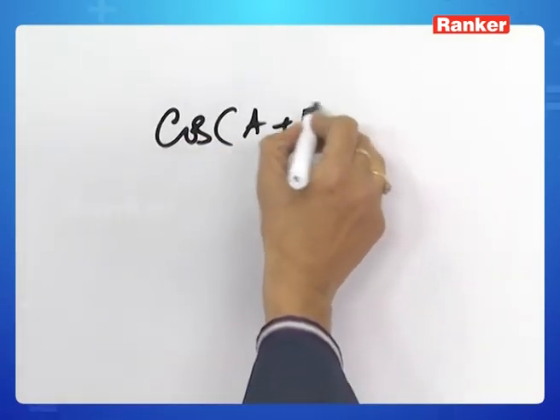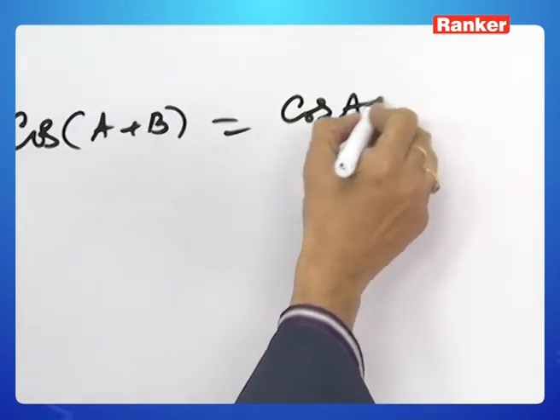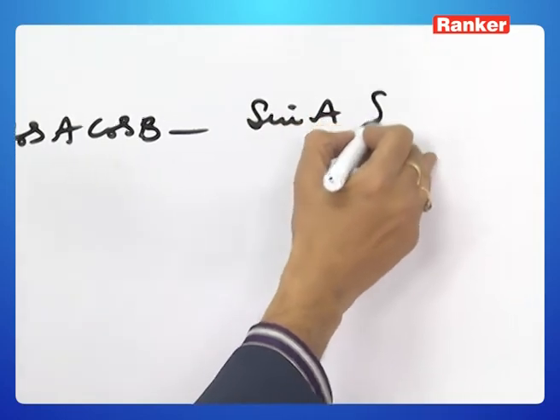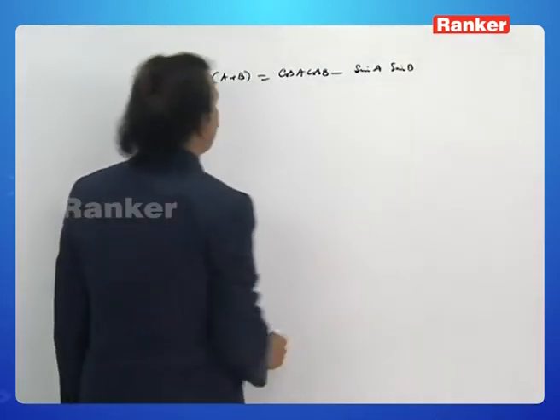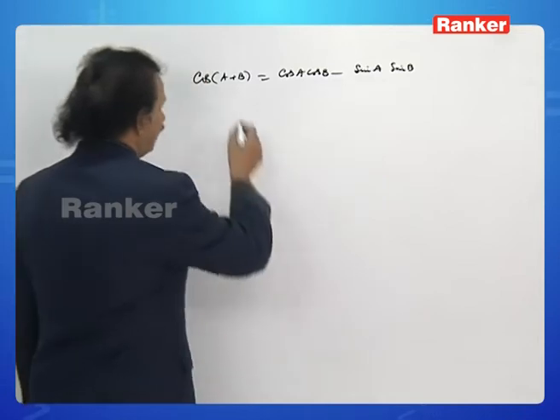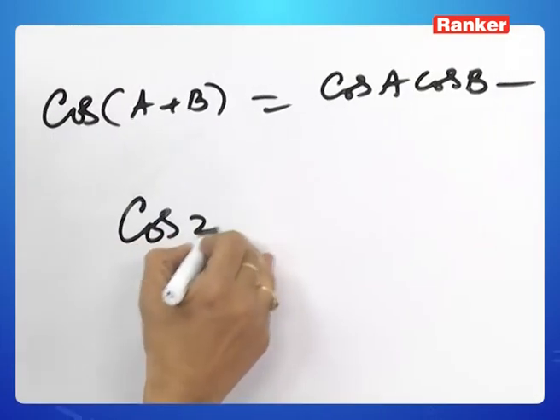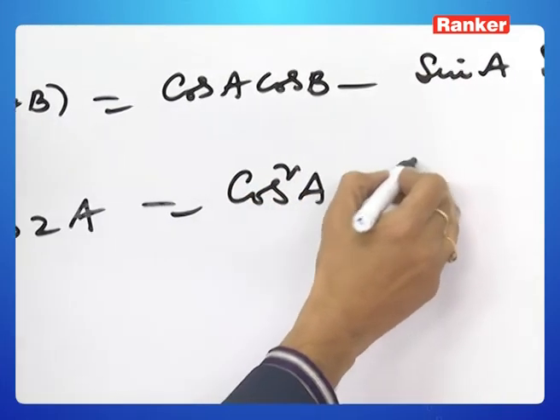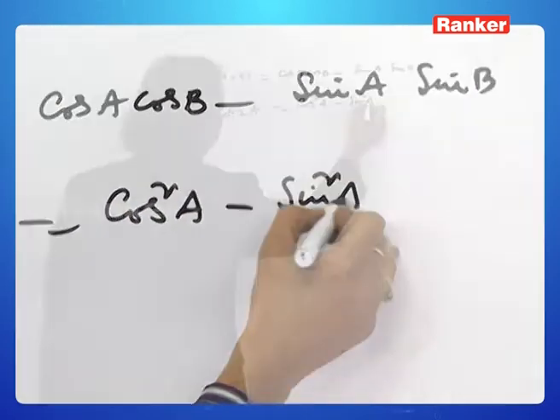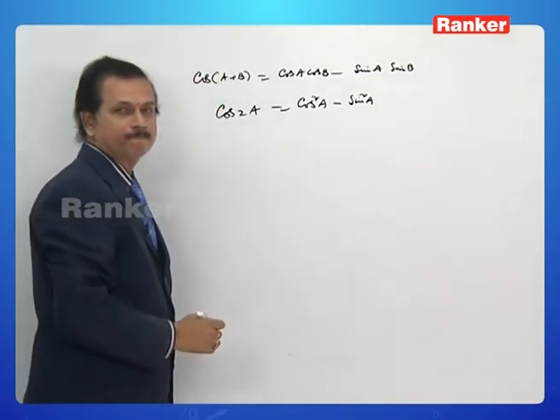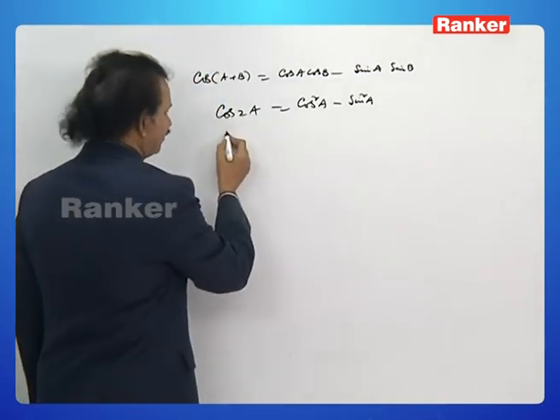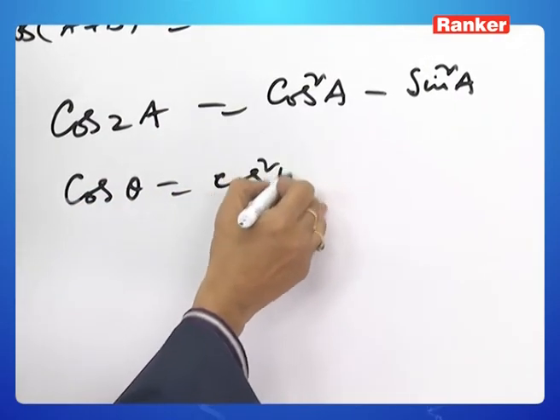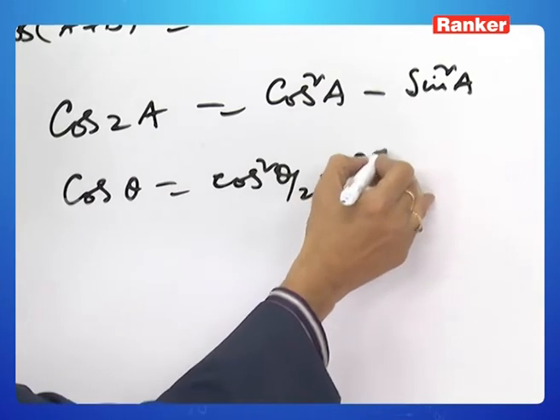You know, cos of A plus B is cos A cos B minus sine A sine B, isn't it? Put A in the place of B. A plus A is cos 2A. Cos A into cos A, cos square A. Sin A into sin A, sin square A. Put theta by 2 in the place of A. Cos theta is equal to cos square theta by 2 minus sin square theta by 2.